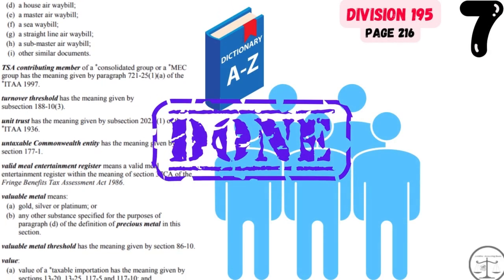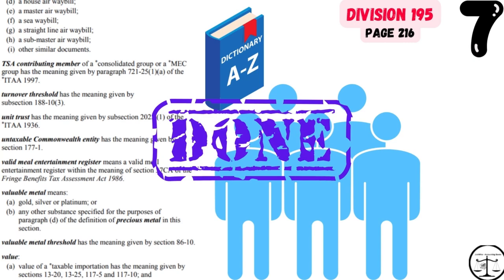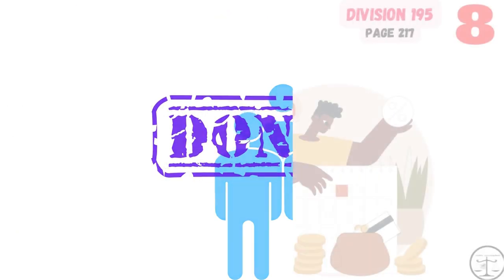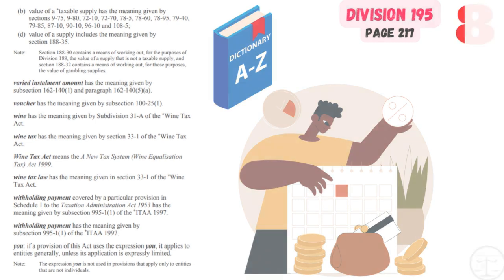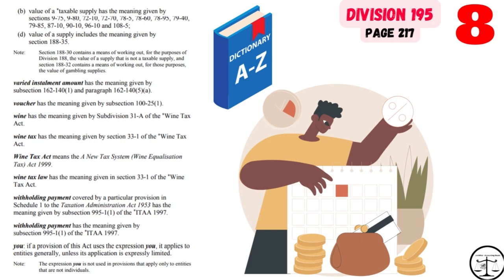Next word. That was it for page 216 of the Dictionary. Now we will head to section 8. Now, we will explain words on page number 217 of Division 195 of GST Act Volume 2. Please find words on screen. 63. Varied installment amount. 64. Voucher. 65. Wine. 66. Wine tax. 67. Wine Tax Act. 68. Wine tax law.